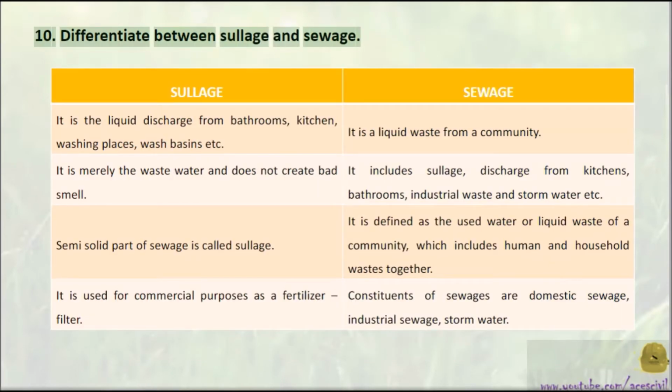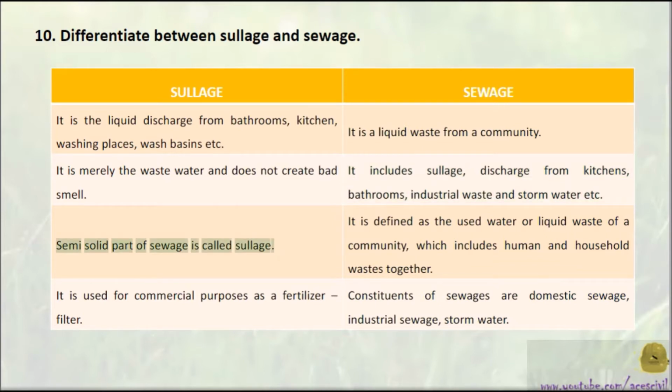10. Differentiate between sullage and sewage. Sullage: it is the liquid discharge from bathrooms, kitchens, washing places, wash basins, etc. It is merely wastewater and does not create a bad smell. Sewage: it is the liquid waste from a community. It includes discharge from kitchens, bathrooms, industrial waste, and storm water, etc.